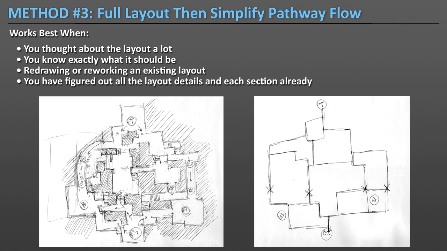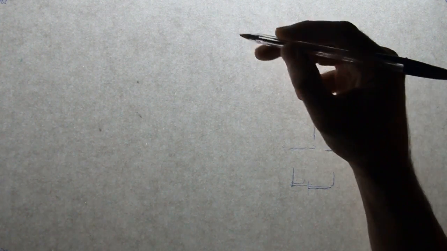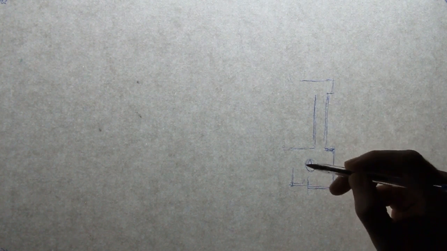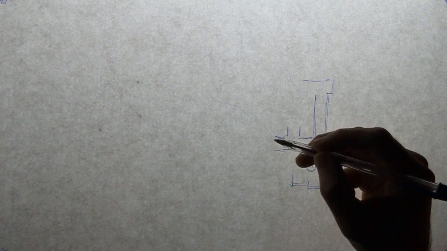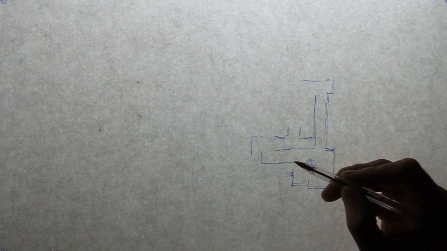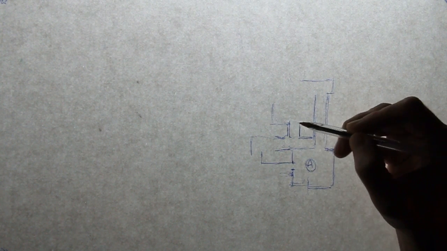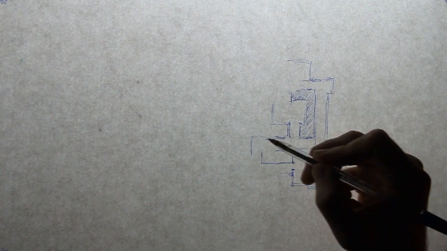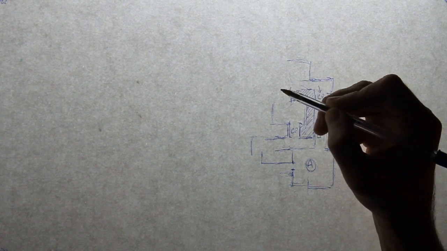So in this situation, you know what the pathways are going to be, where the choke points are, where the spawn points are, and what each section of the layout is going to be. With this last method, I begin by defining the entire layout all at once. So I start off with one section and I begin to expand to the rest of the environment. In this case, I started off with A site from CT position, and from there I begin to expand to the middle and to B site.